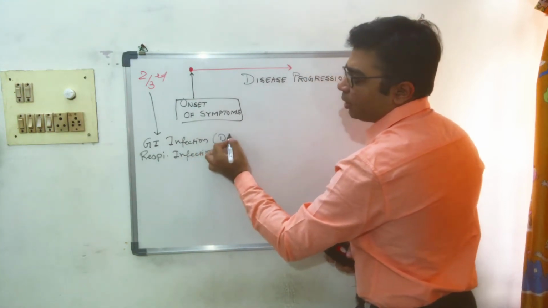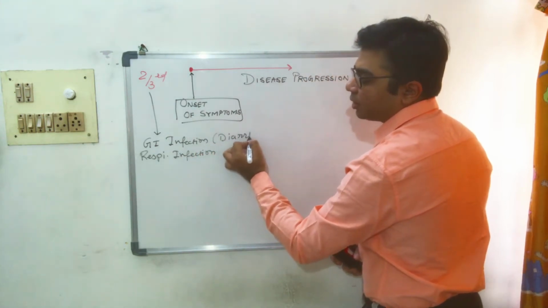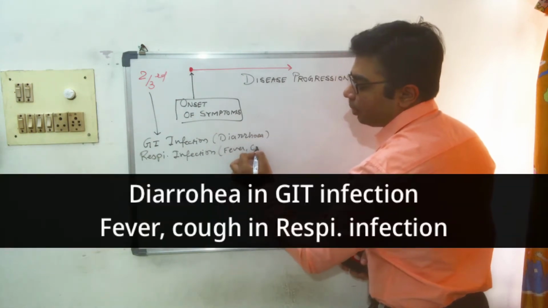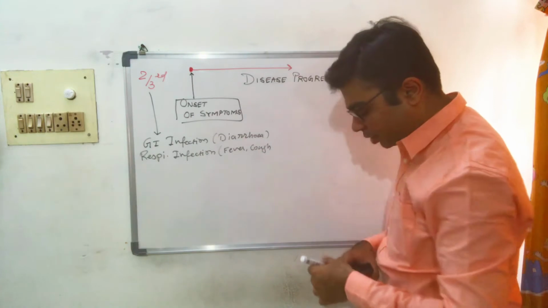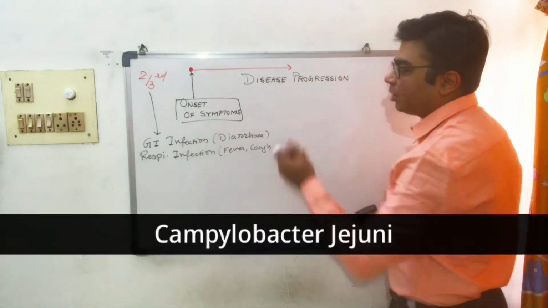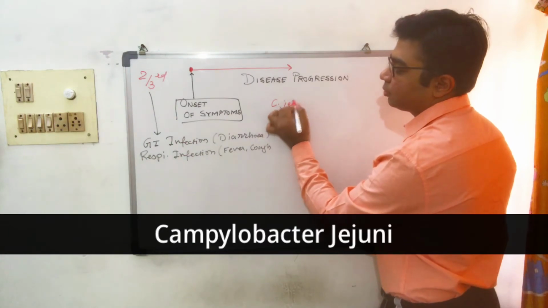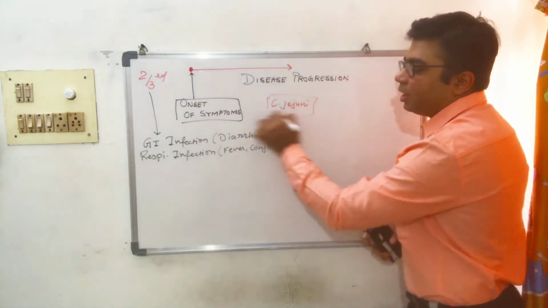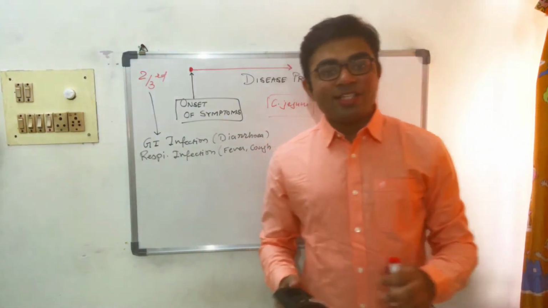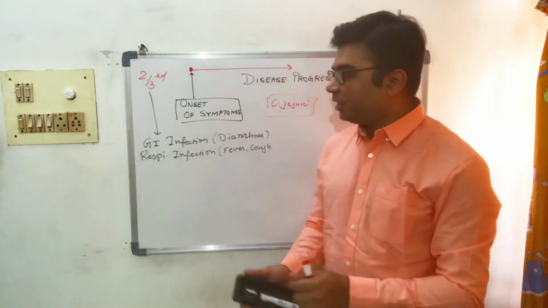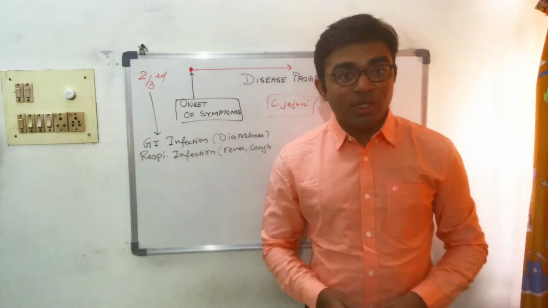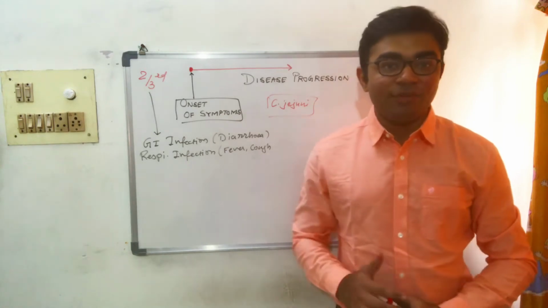There can be diarrhea if there is gastrointestinal infection, or fever and cough in the respiratory infection. The most common organism behind this is Campylobacter jejuni. Other organisms may be present, such as the Epstein-Barr virus, or Mycoplasma pneumoniae, a bacterium causing the respiratory infection.